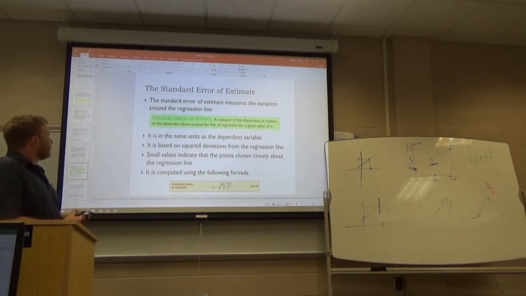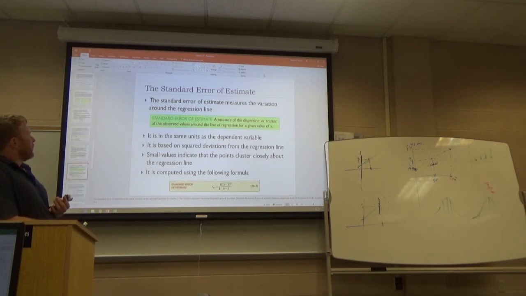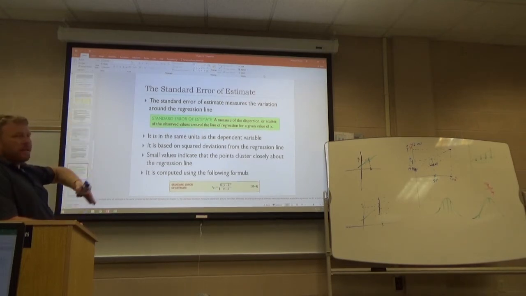All right, so standard error of the estimate. Variation around the regression line. That's all we're talking about, isn't it? Okay, how big is that spread around that line? Based on the dependent variable, i.e. the distance up and down, not the distance left and right. Based on the squared deviations from the regression line.